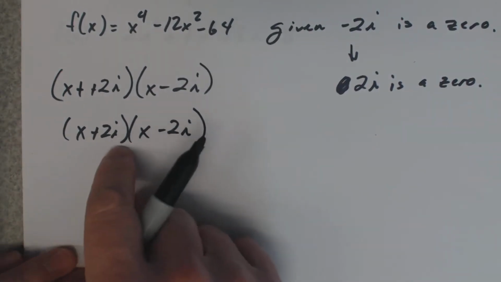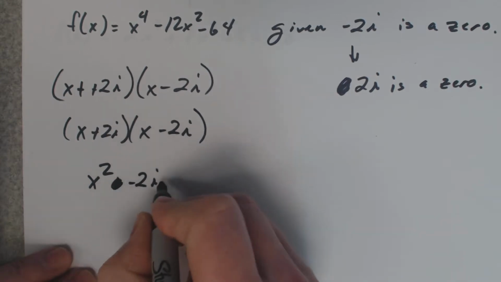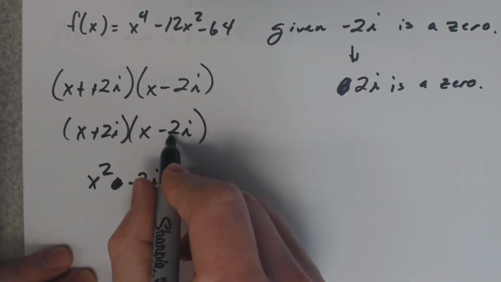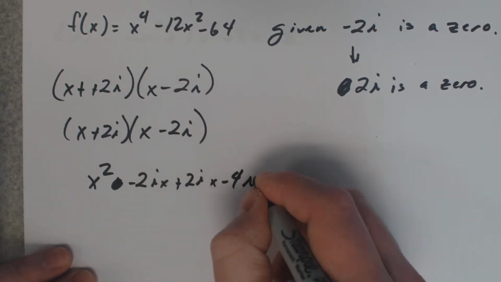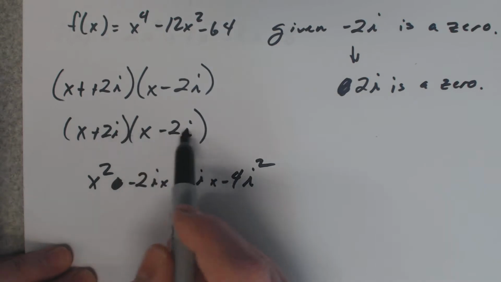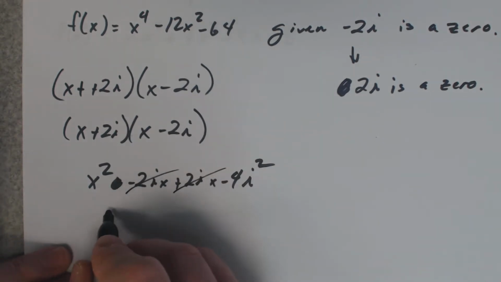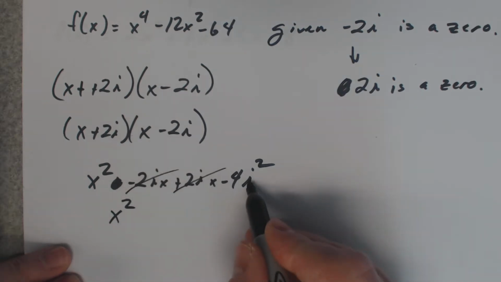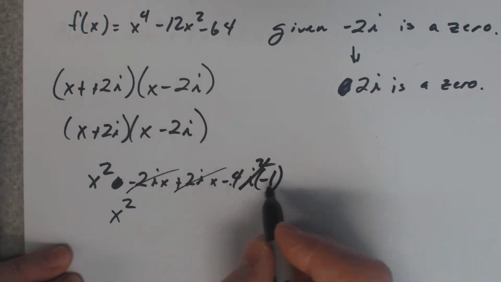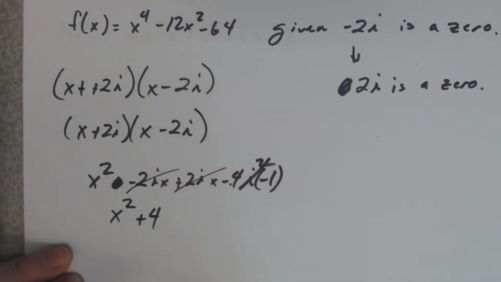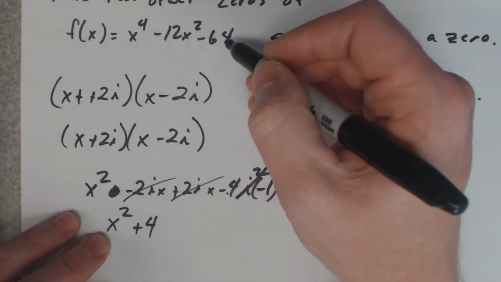Now if I multiply those together, I distribute the x and distribute the 2i. These two guys would cancel. You remember what this i squared is? It's actually a negative 1. And negative 4 times a negative 1 is a positive 4. x squared plus 4 is also a factor of this.